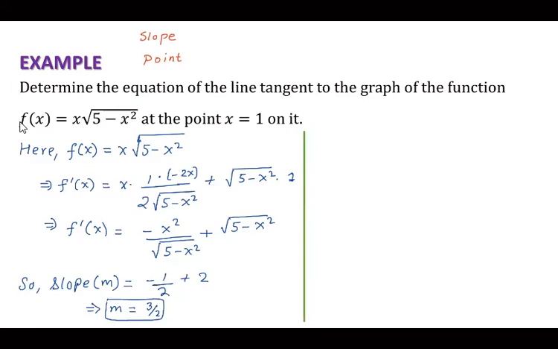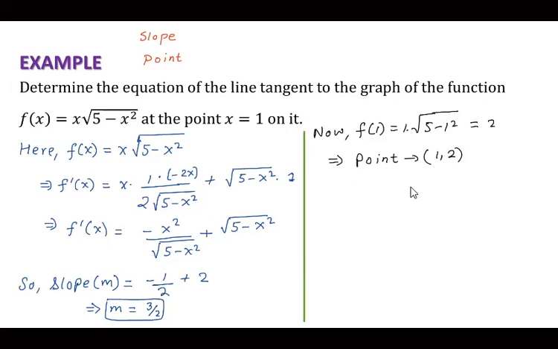So if we plug in 1, you'll see f of 1 is equal to 1 times the square root of 5 minus 1 squared, which is equal to 2. So the point at which we want the tangent line, that point is (1, 2). x equal to 1 and y equal to 2. So that is the second step. So in second step, we find the point.